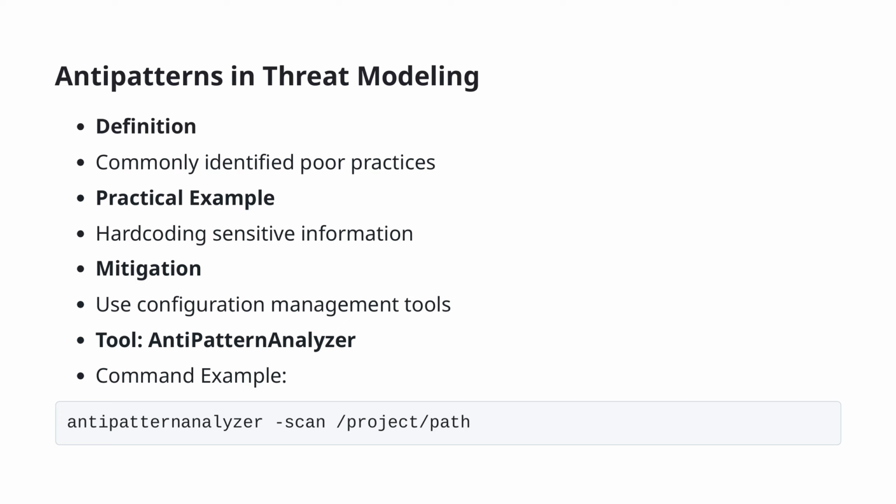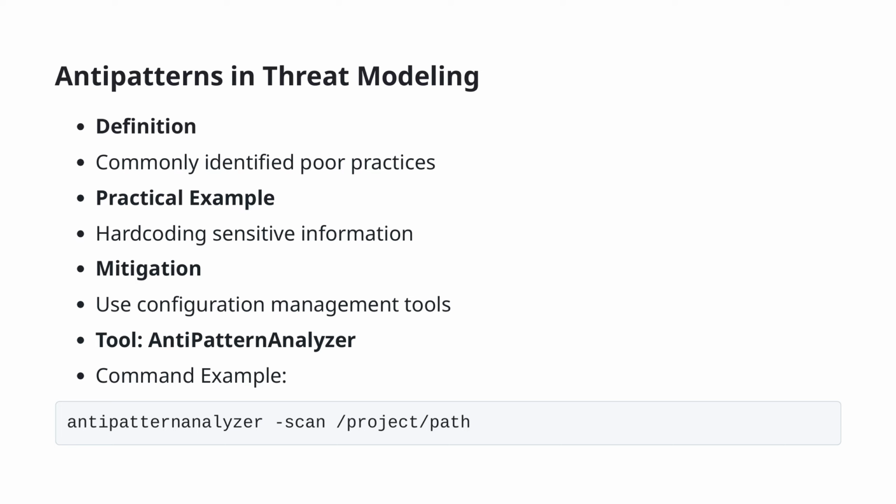Mitigation: to avoid such antipatterns, use configuration management tools to securely manage sensitive information. These tools help in separating configuration data from the code, allowing for better security and easier management. Tool: the AntiPatternAnalyzer can be utilized to identify and eliminate these poor practices. Command example: to scan your project directory for potential antipatterns, you can use the following command: AntiPatternAnalyzer scan /project/path. By recognizing and addressing these antipatterns, we can strengthen our threat modeling processes and enhance the security posture of our systems.